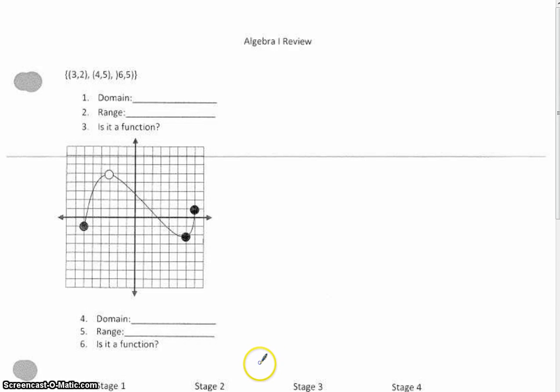This is for Algebra 1. This is a review. The first three questions are looking at these points right here. What is the domain? What is the range? And is it a function?